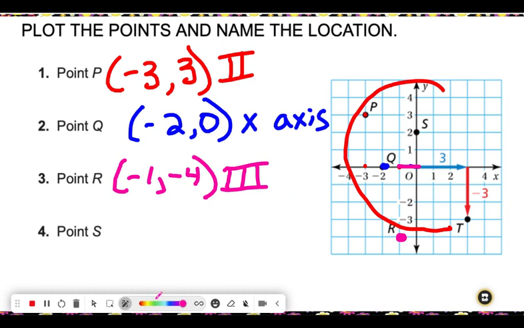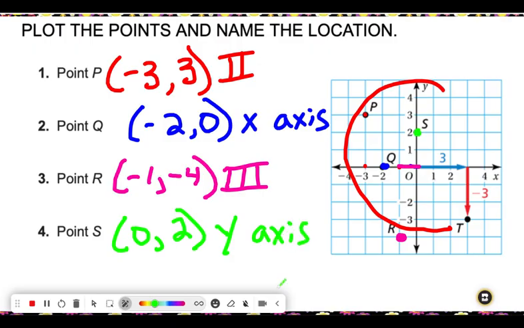And then point S. Here we go. We don't go anywhere right or left, so that's at 0, but we do go up 2, so (0, 2). So we are going to say the location is on the y-axis.